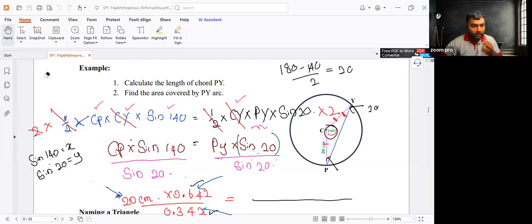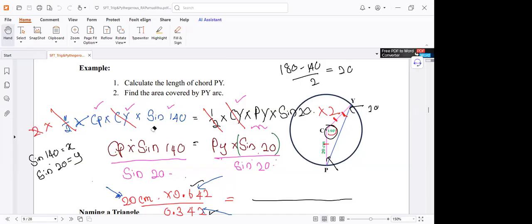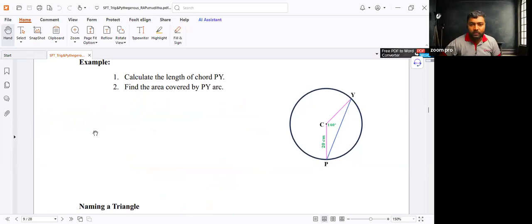Okay, then example 2. Find the area covered by PYR. Shall I erase this one? Okay, sir. Find the area covered by PYR. PYR means this part. Then you have some part of a circle, no? The area of a circle is calculated by pi r squared.